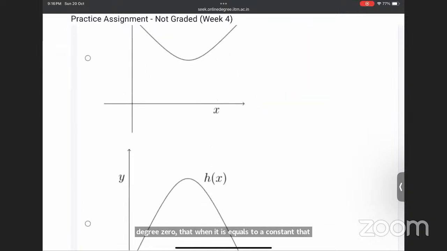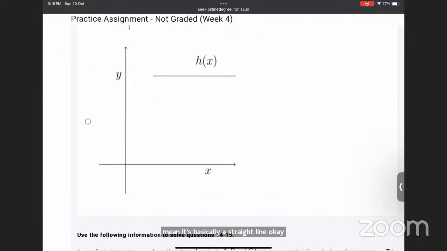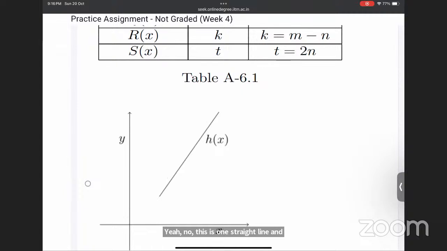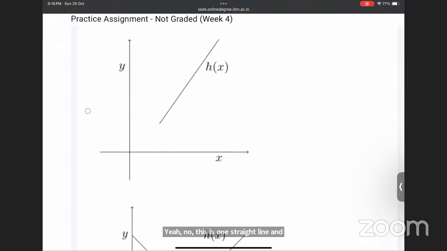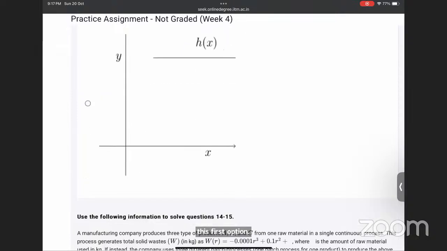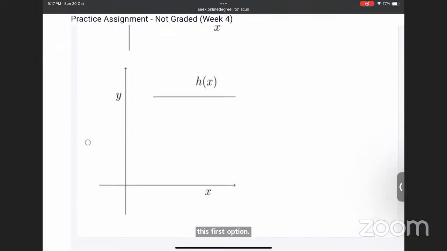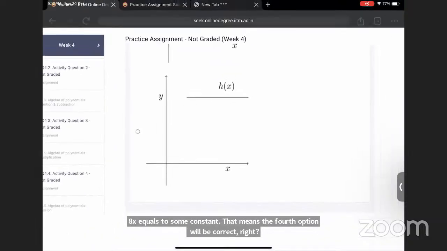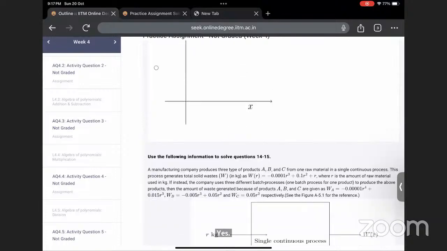So there are two straight line options? No, this is one straight line and no more are there. We are finding just a constant, right? This first option cannot be a constant, right? Yes, H(x) equals some constant. That means the fourth option will be correct, right? Yes, ma'am. Okay.